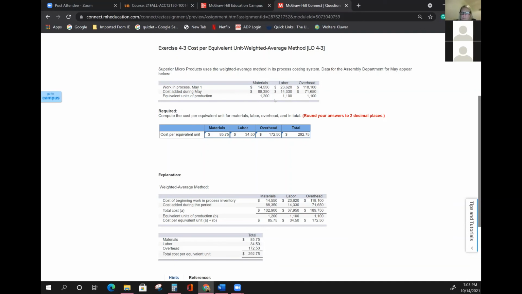So I have my total. So now I can just add these two together. I get the 102.9. And all I have to do is divide it by the 1,200 units to come up with how much is it per unit.